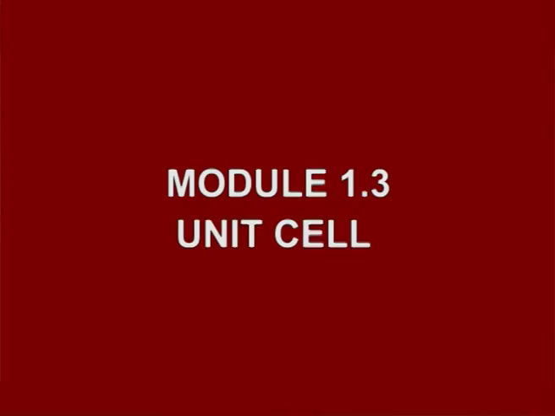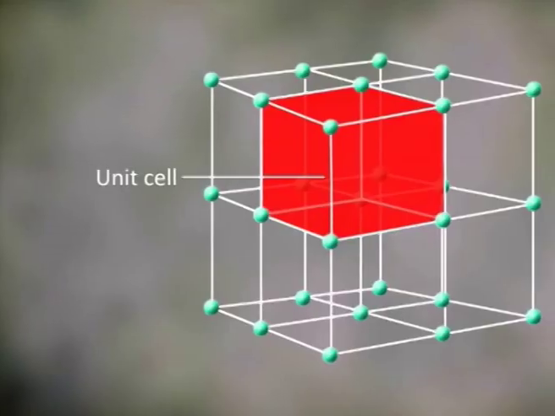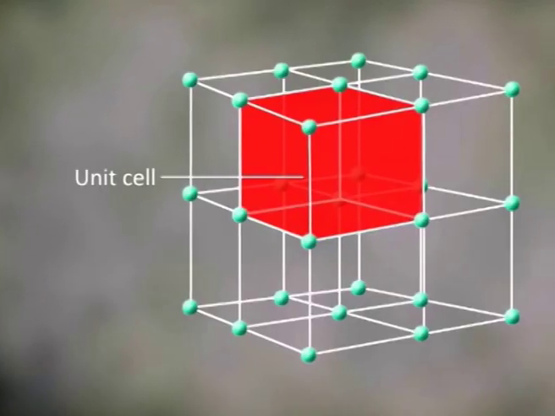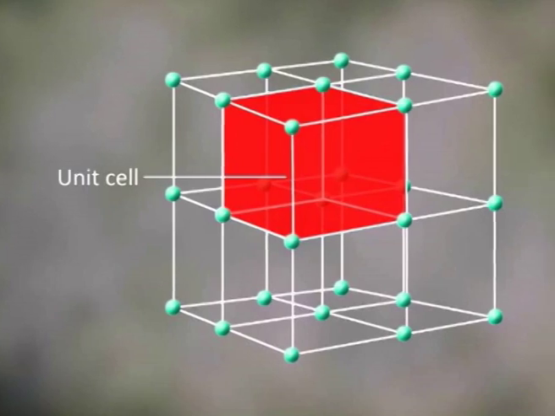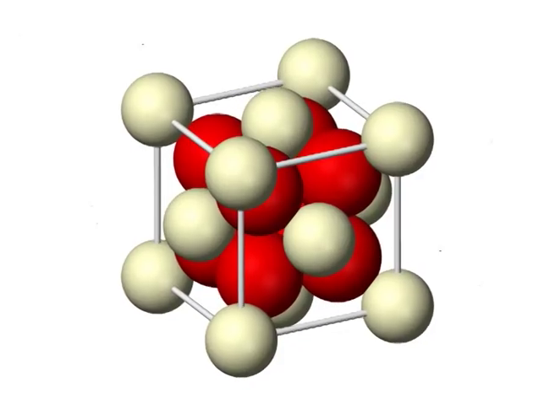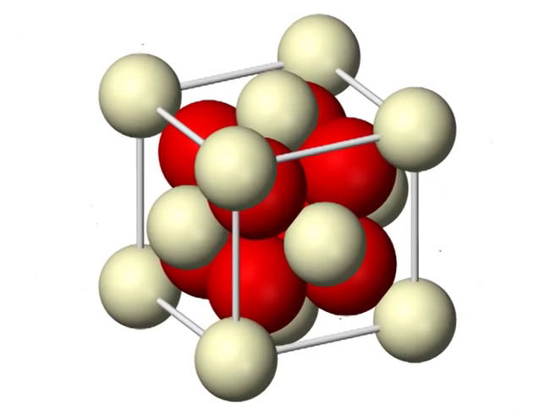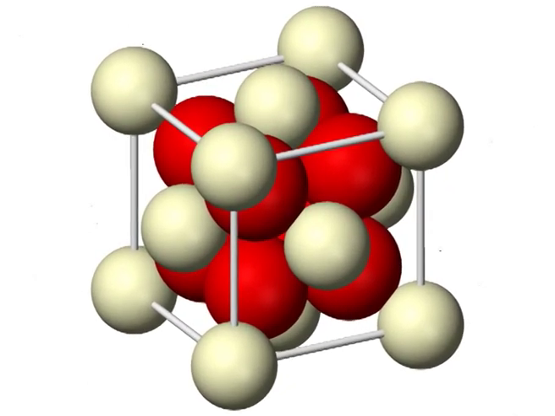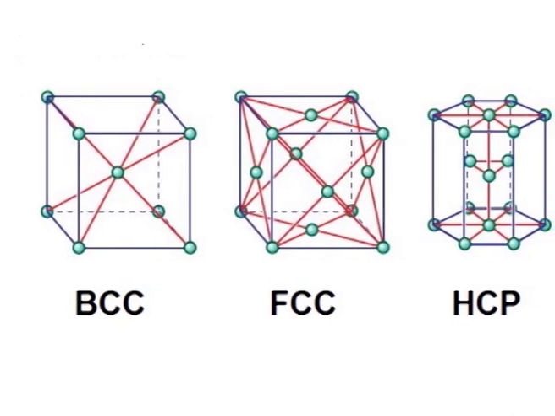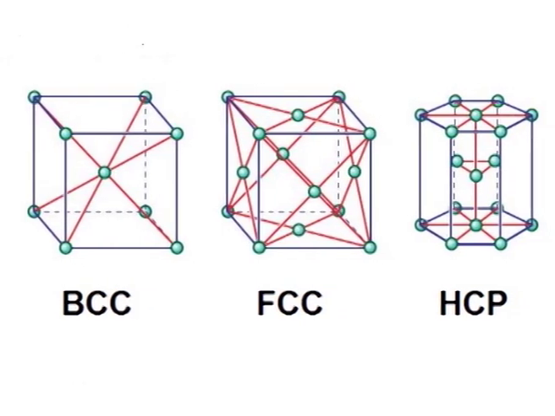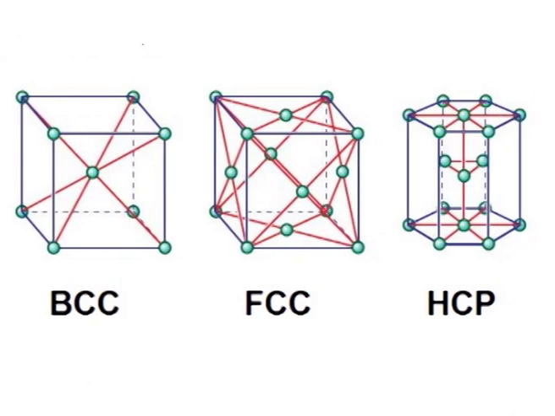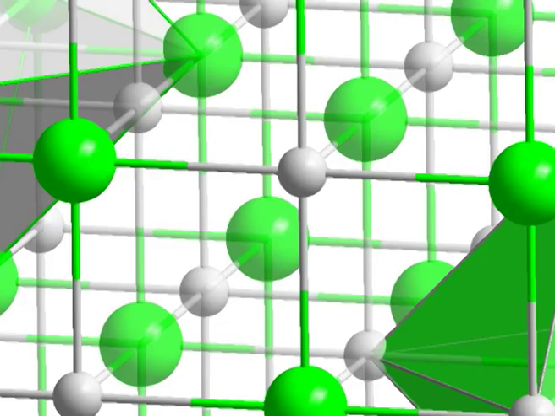Now coming to module 1.3, unit cell. The unit cell is the smallest structure that repeats itself by translation through the crystal. We construct these symmetrical units with hard spheres. The most common types of unit cells are the face centered cubic, the body centered cubic, and the hexagonal close packed. Other types exist, particularly amongst minerals.